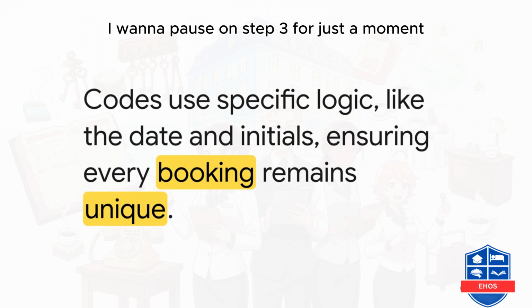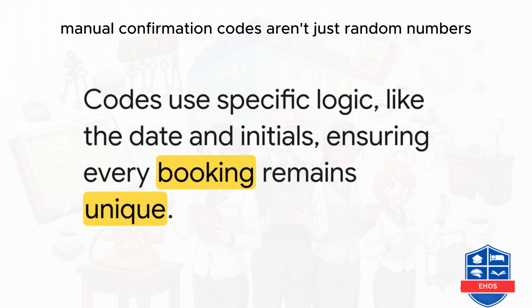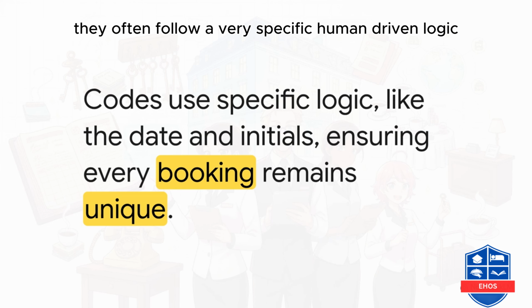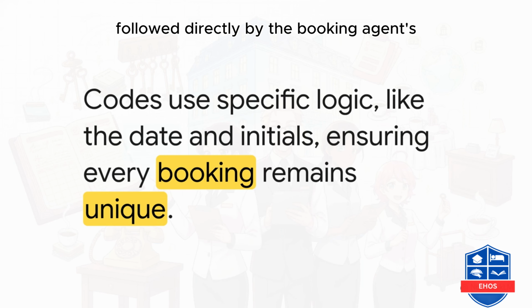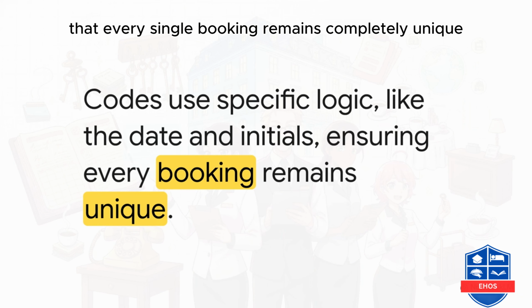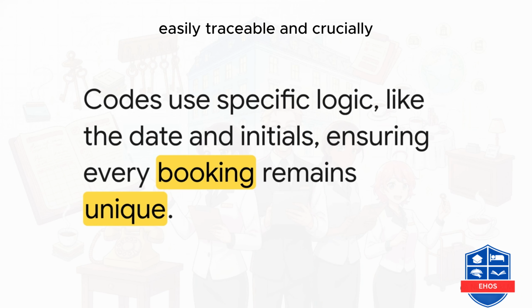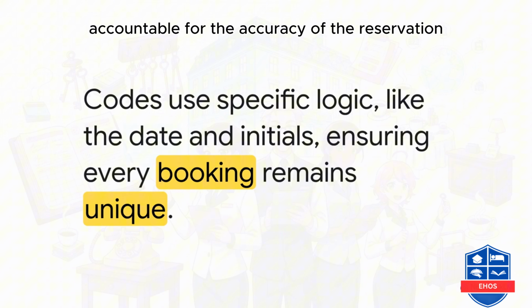I want to pause on Step 3 for just a moment because manual confirmation codes aren't just random numbers spat out by an algorithm. They often follow a very specific, human-driven logic. For example, the code might be the arrival date followed directly by the booking agent's personal initials. This simple little coding system ensures that every single booking remains completely unique, easily traceable, and, crucially, it holds the agent personally accountable for the accuracy of the reservation.